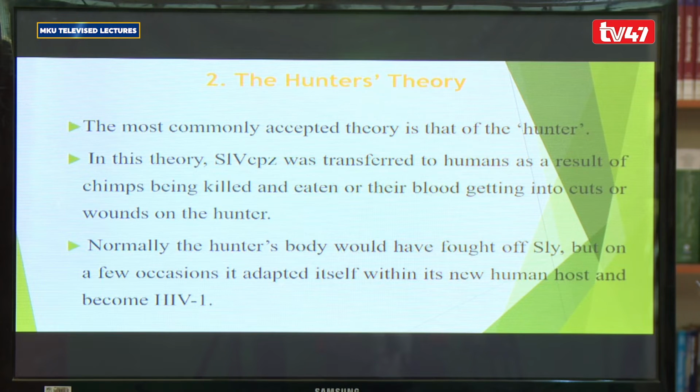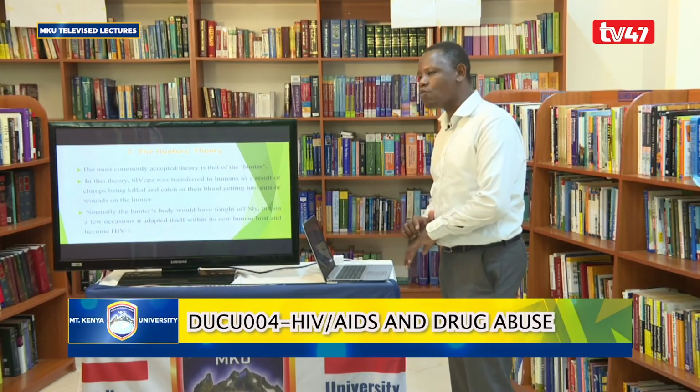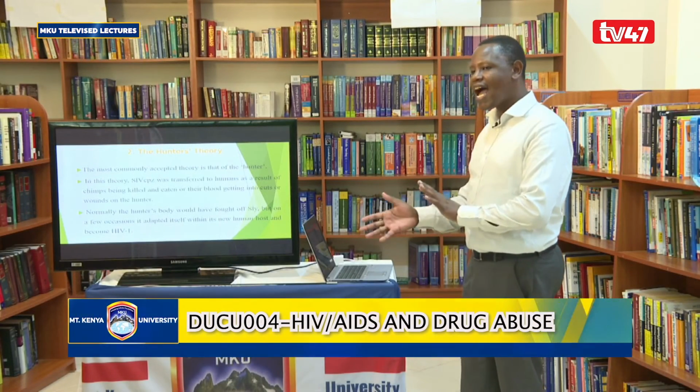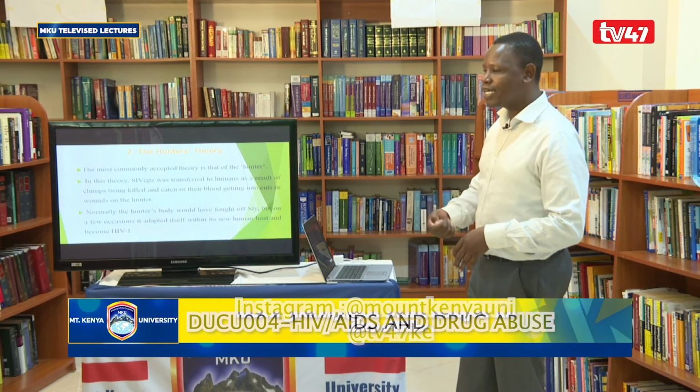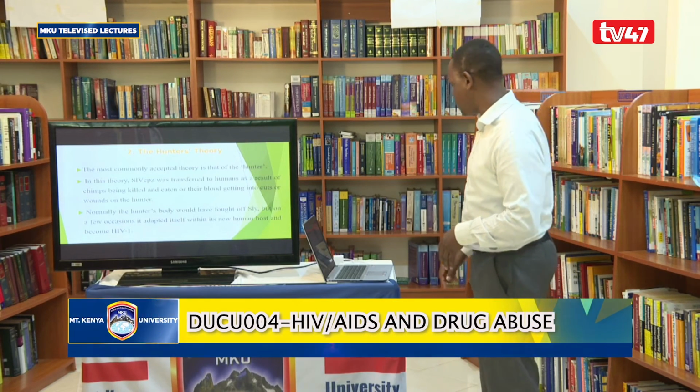So in this hunters theory, when they go and hunt, there's that contamination, or maybe the blood itself could contaminate them. We're talking about this transfer to humans as a result of chimps being killed. So if the hunter has a wound, there is a high chance of the fluid or the blood mixing with that of the hunter. And this taking place over a long time is producing HIV-1.